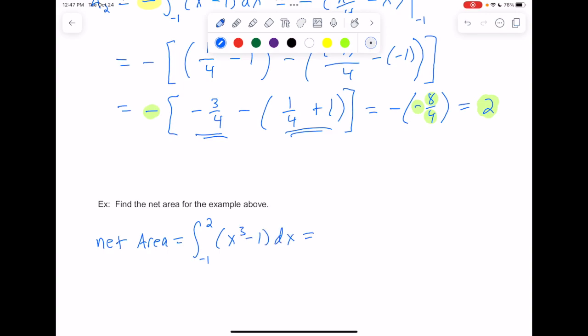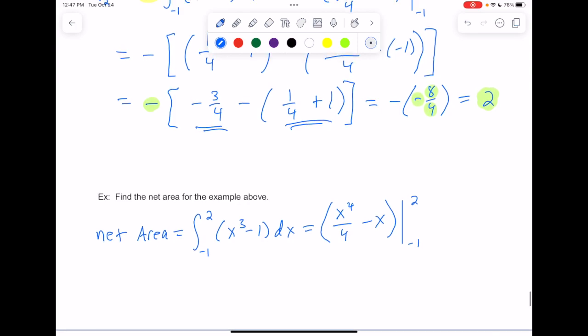I would find the antiderivative, x to the 4th over 4 minus x, and evaluate that from -1 to 2. So that's what I would do if they just asked me for the net area right away. But rather than doing all that work right now, I also know that net area is to take the positive area and subtract the negative area.